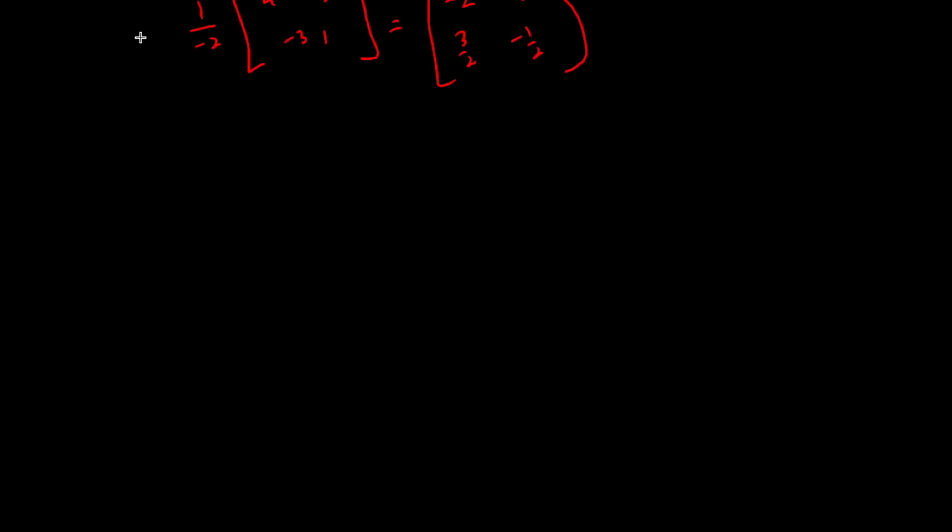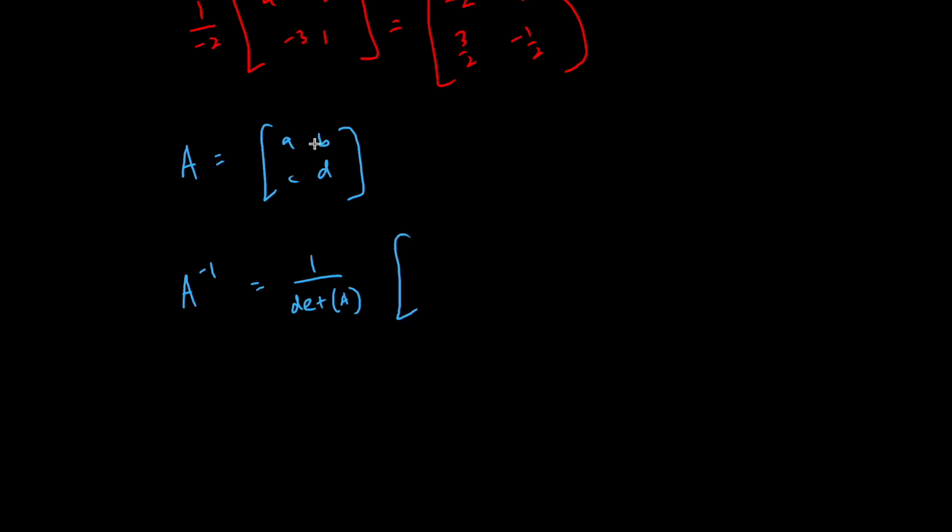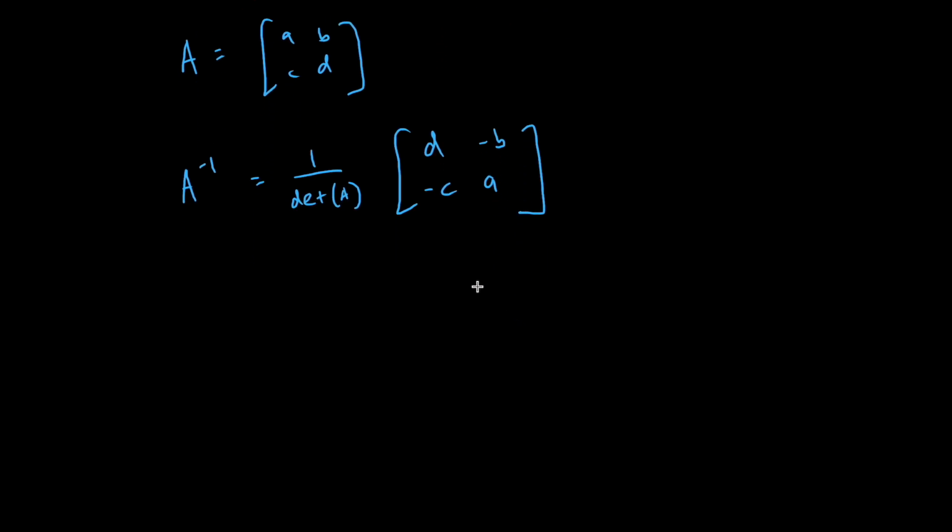So let's define this. We have a matrix A, B, C, D. The inverse matrix would just be 1 over the determinant of A times the matrix where we switch these two, so we have D and A, and then negate the C and the B. And we know that A times the inverse of A is equal to the identity matrix.